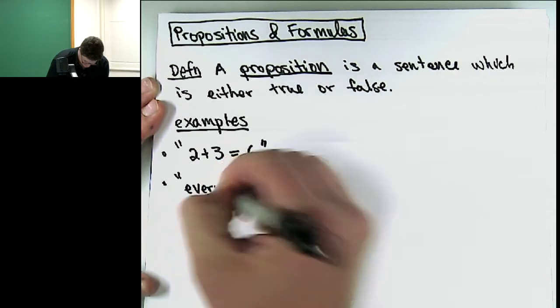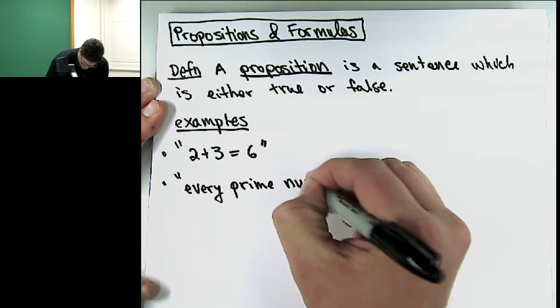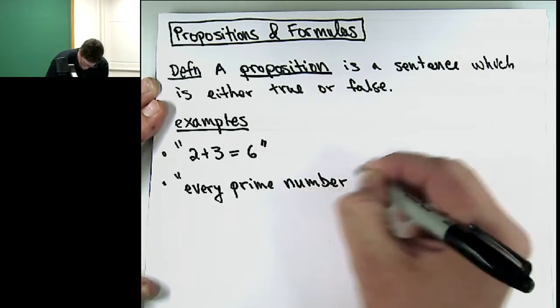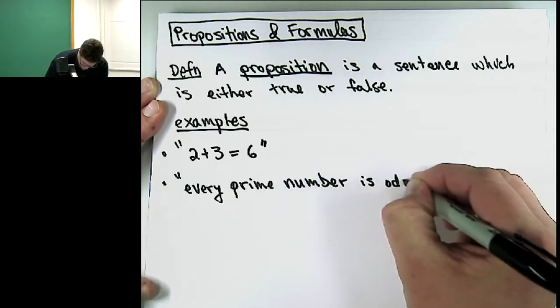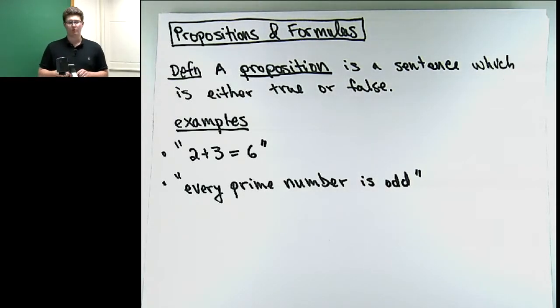Every prime number is odd. Okay, so a prime number is a whole number, a natural number. A natural number is one of the numbers 1, 2, 3, 4, 5, and so on. And a prime number is a number whose only divisors are 1 and itself. So 2, 3, 5, 7.